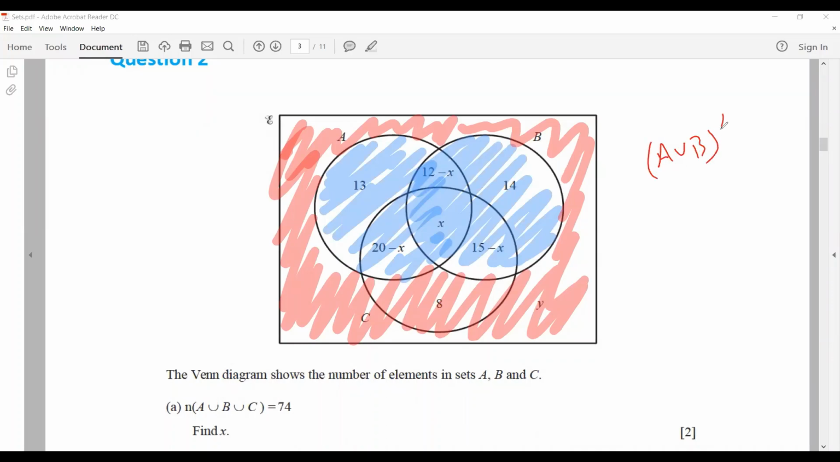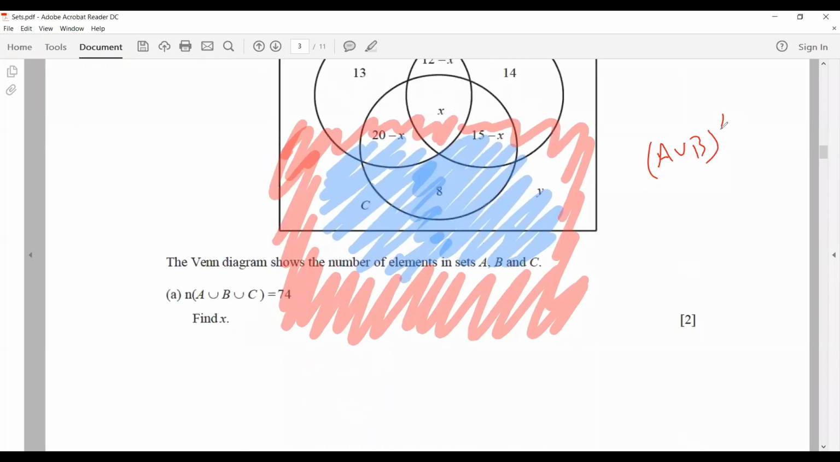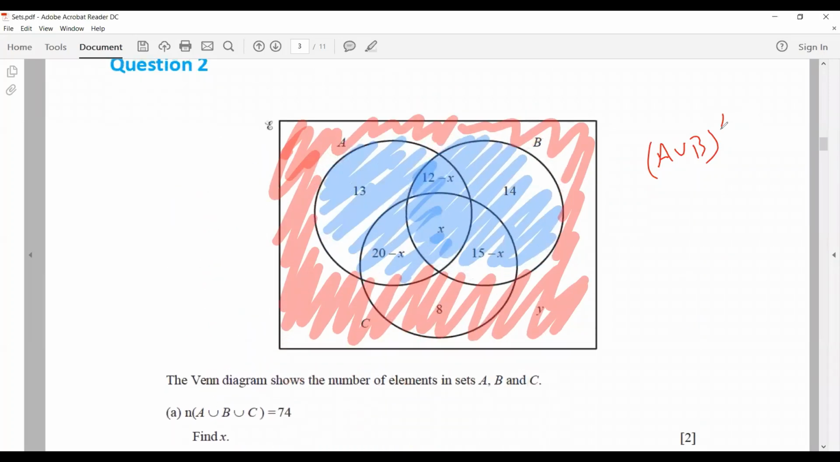And then now you have to find its intersect with C. This is the only region where they overlap, and that is 8, because they want the number of elements, that would be 8, I believe. So that's the final answer.